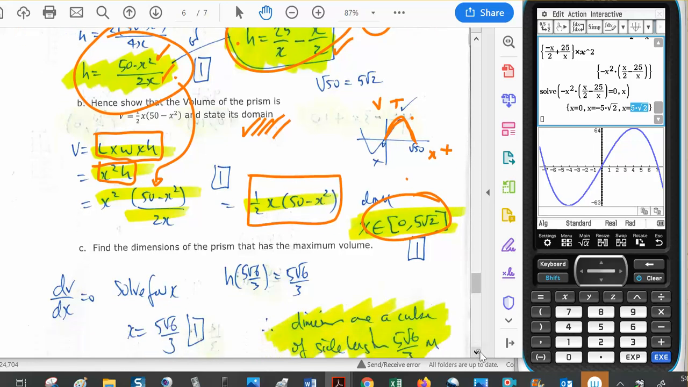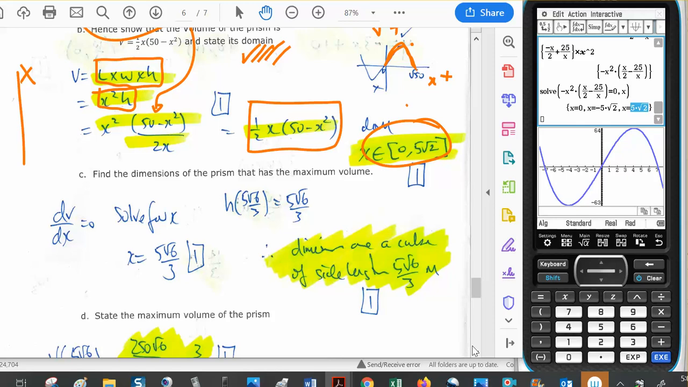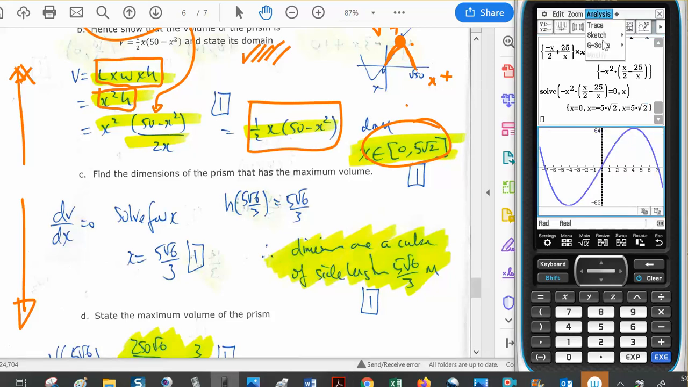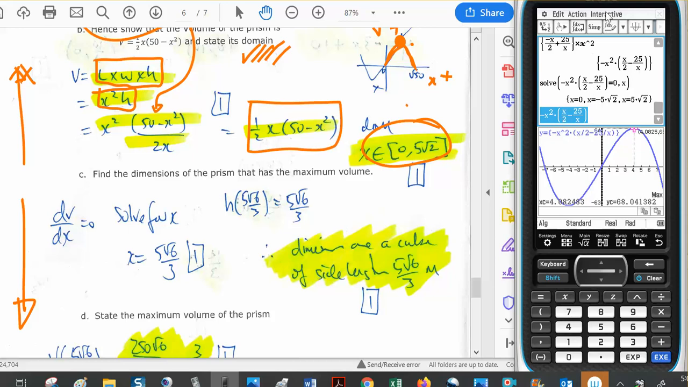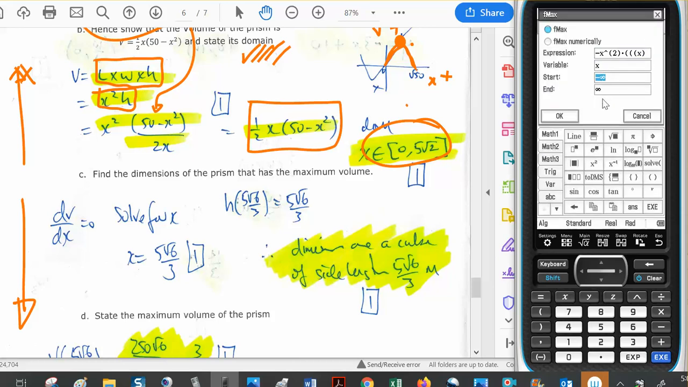And lastly, find the dimensions of the prism that has a maximum volume. If you got nothing up there, you can easily do the rest of this question because I'm maximizing this. It's actually going to be that point there, which is this point here. If I do analysis, G-solve, max, it gives it to me in decimal. That's of no use to me whatsoever. So I'm going to use calculation, fMax, and that fMax between 0 and 5 root 2, because that's my domain.